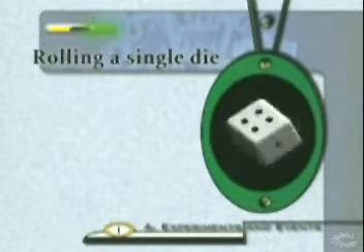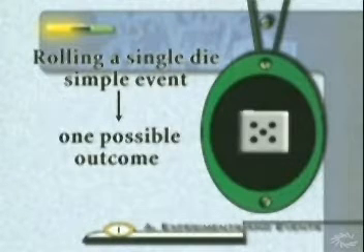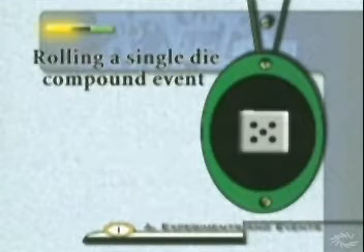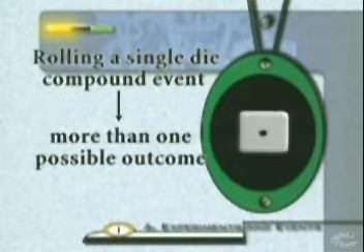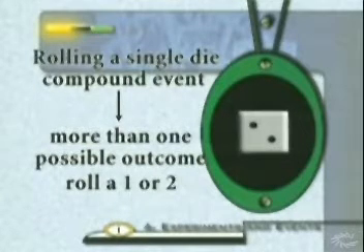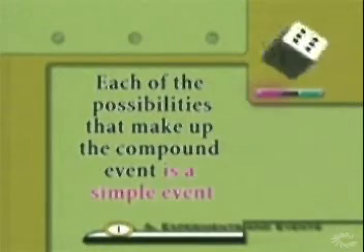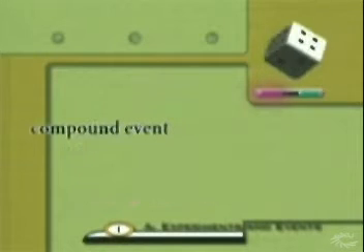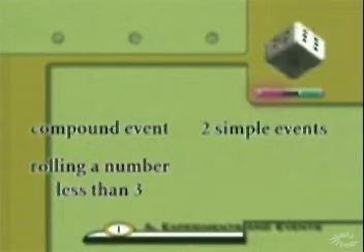If we're rolling a single die, a simple event would be to, say, roll a 5. This is a simple event because it involves only one possible outcome of the experiment, rolling a 5. A compound event would be to roll a number less than 3. This is considered a compound event because it contains more than one possible outcome for the experiment. Roll either a 1 or a 2, and we're happy. Each one of the single possibilities which makes up the compound event is, by itself, a simple event. Therefore, a compound event, like rolling a number less than 3, is comprised of two simple events, rolling a 1 or rolling a 2.